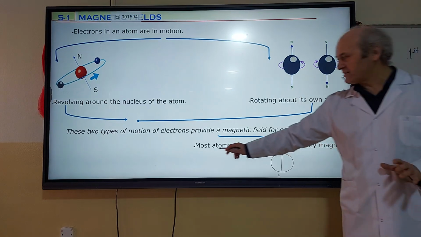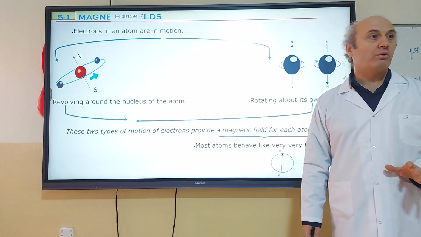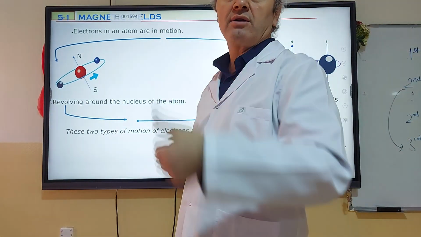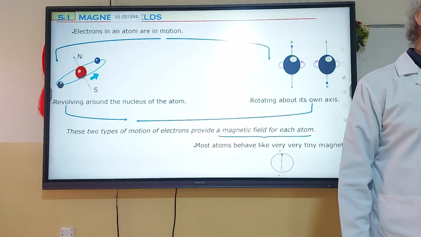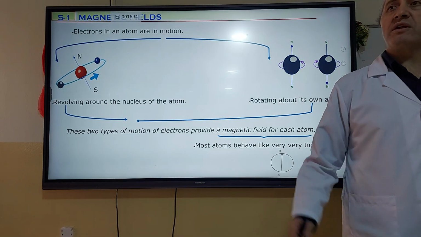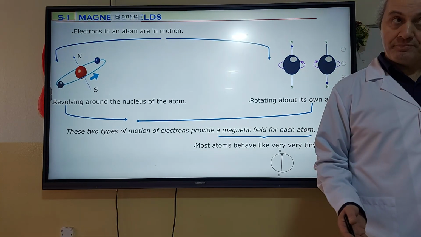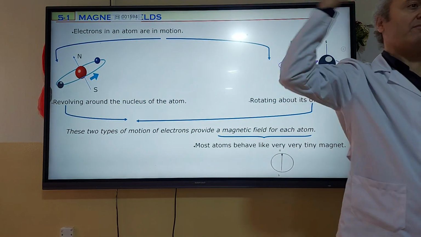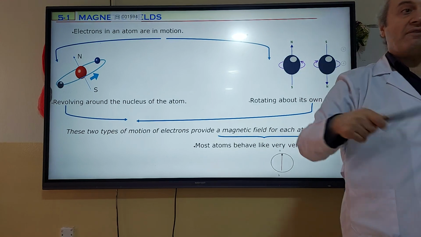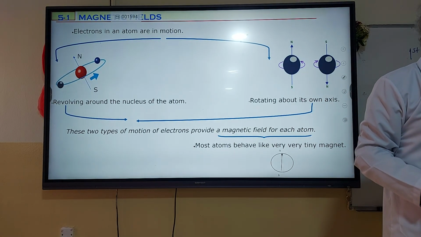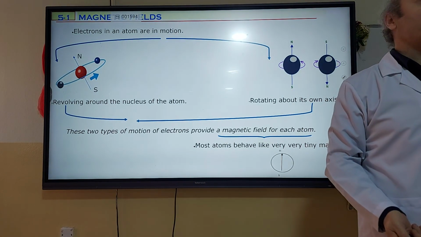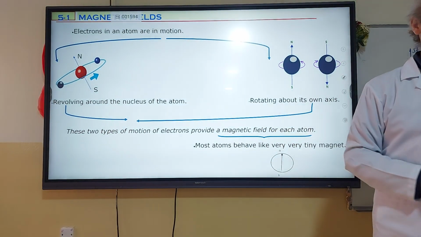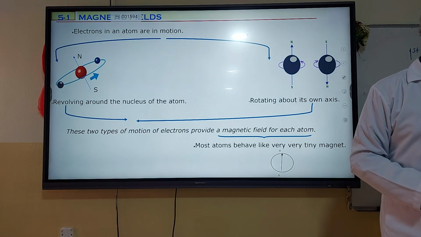But I wrote most of the atoms, not all. Why most? Because inside an atom, there is not just a single electron. There are sometimes more than one electron: 2 electrons, 5 electrons, 10 electrons, depending on the type of the atom. In chemistry, you learned that. Electrons can be revolving sometimes like this, one electron like this, the other one like that. If they are revolving in opposite directions, they cancel one another's magnetic field. That's why some atoms can have zero magnetic field. That's why I said that most atoms behave like tiny magnets.